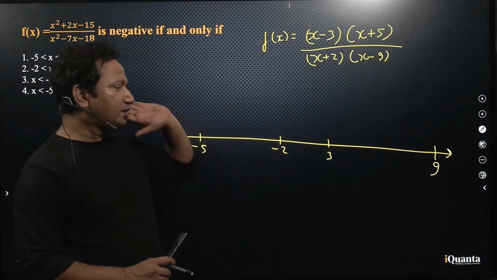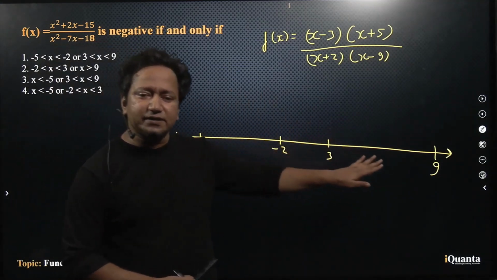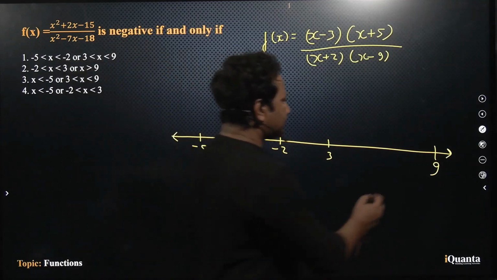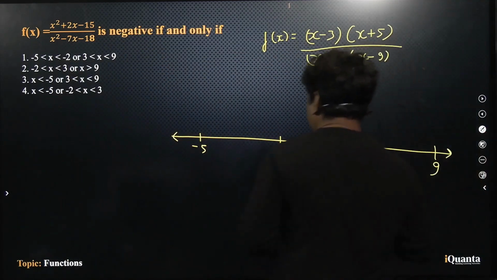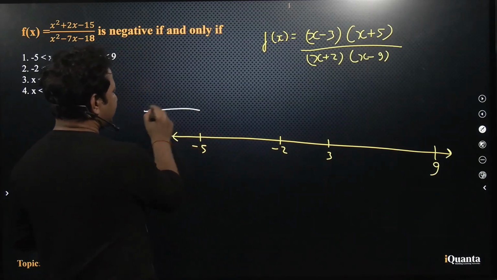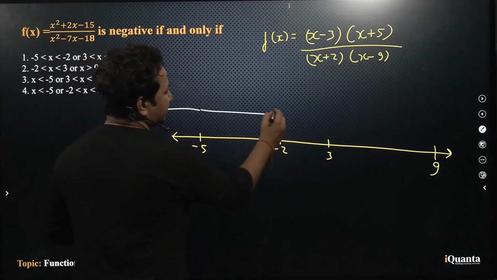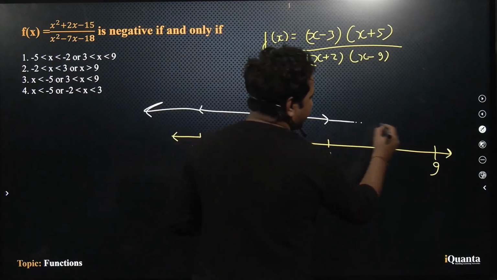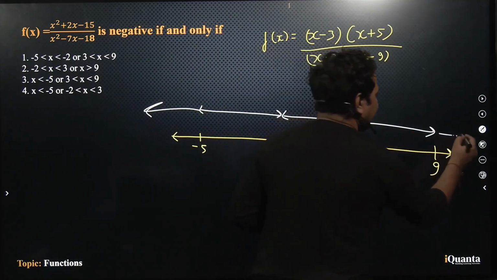So the best part about this is that in all the intervals, how many intervals are there? One interval is beyond minus 5. Then we have minus 5 to minus 2. Then we have minus 2 to 3. Then we have 3 to 9. And then we have beyond 9.